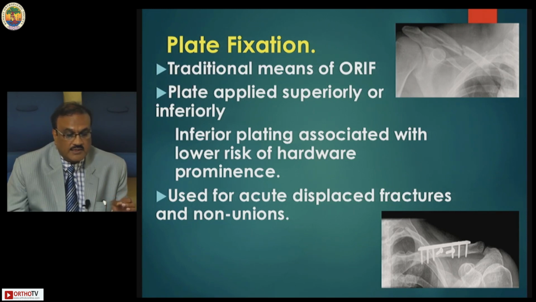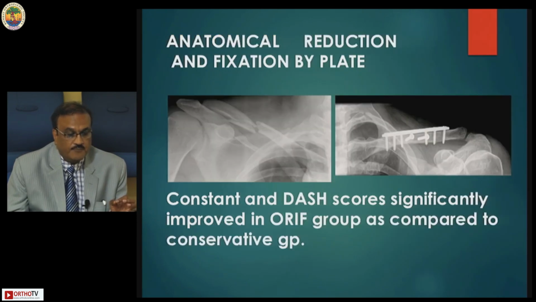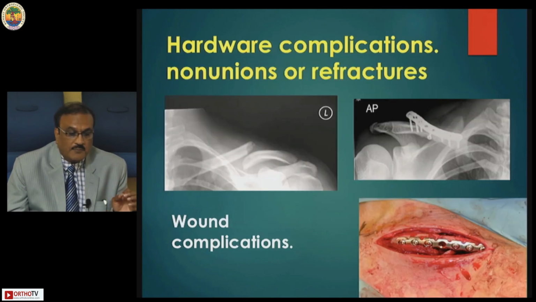Plate fixation, the traditional means of ORIF, with the plate applied superiorly or inferiorly. Inferior plating is associated with a lower risk of hardware prominence, and is used for acute displaced fractures and non-union. Anatomical reduction and fixation by plate is always excellent. Constant and DASH scores significantly improved in the ORIF group as compared to the conservative group. Hardware complications, non-union and refracture we have to look for. There are very many wound complications described in fractures of the clavicle treated by the open method.